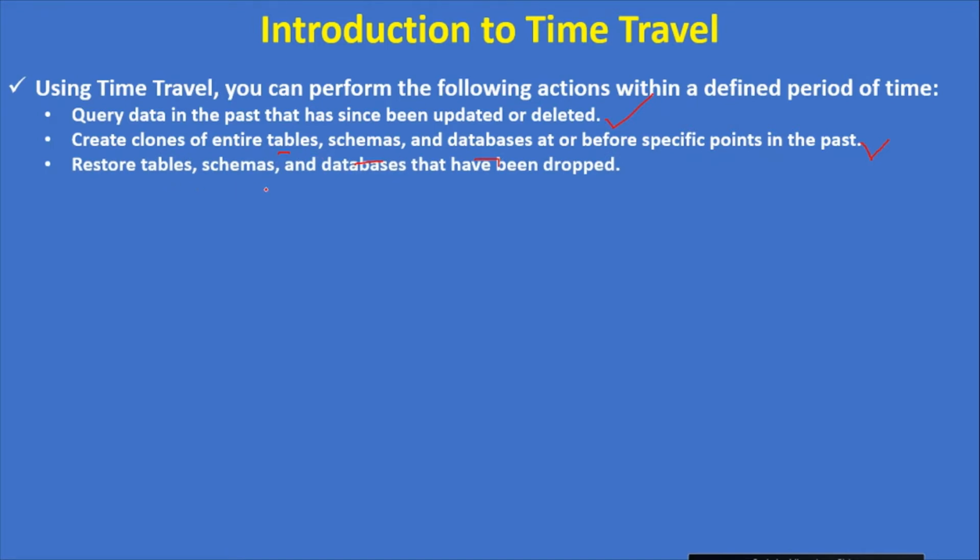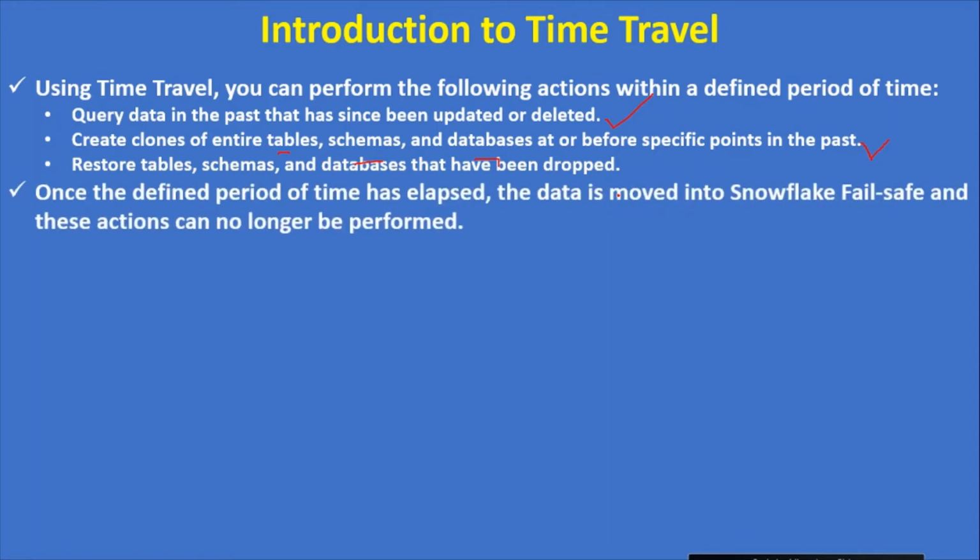Third, restore tables, schemas, and databases that have been dropped. Suppose you drop an object today and don't realize that the table has been dropped, and tomorrow as part of the batch, your batch is going to fail because the table is gone, since you dropped it without knowing. In that case, you can restore the tables even though you dropped them.